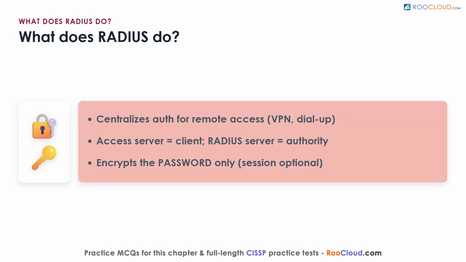What does Radius do? It centralizes authentication for remote connections, like virtual private networks or dial-up, when an organization runs several access servers. A user connects to any access server, and that server, acting as the client, forwards the credentials to the central Radius server to verify authentication and authorization and to track accounting. Many internet providers use it so subscribers can connect from anywhere.